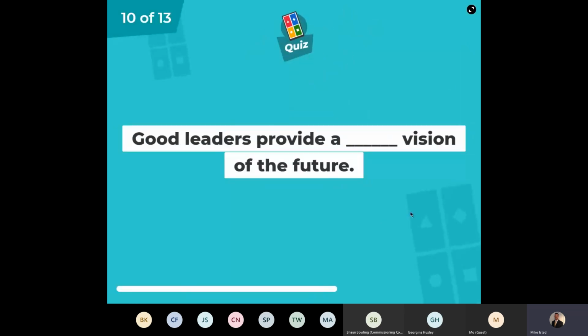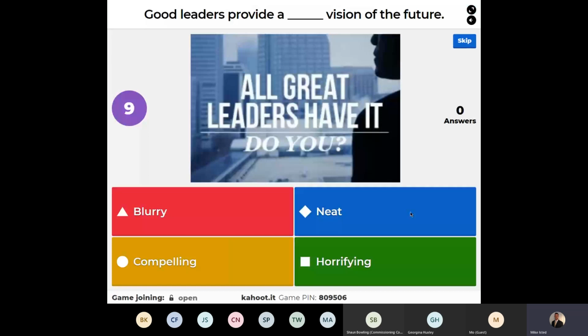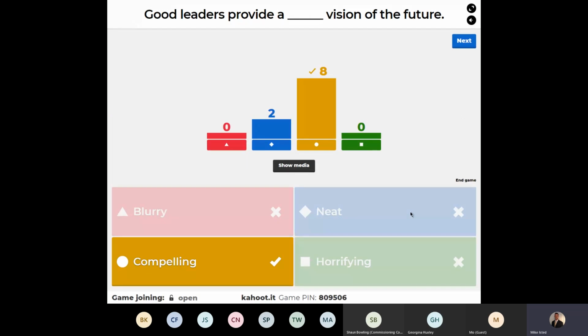Good leaders provide what of the future? Blurry, neat, compelling, horrifying. Yes. Yes, a compelling vision of it. Can you imagine if we had a leader that said, oh, it's all doom and gloom and we're all going to be dead in a year. The business will be gone in 6 months. I mean, crikey, holy moly.